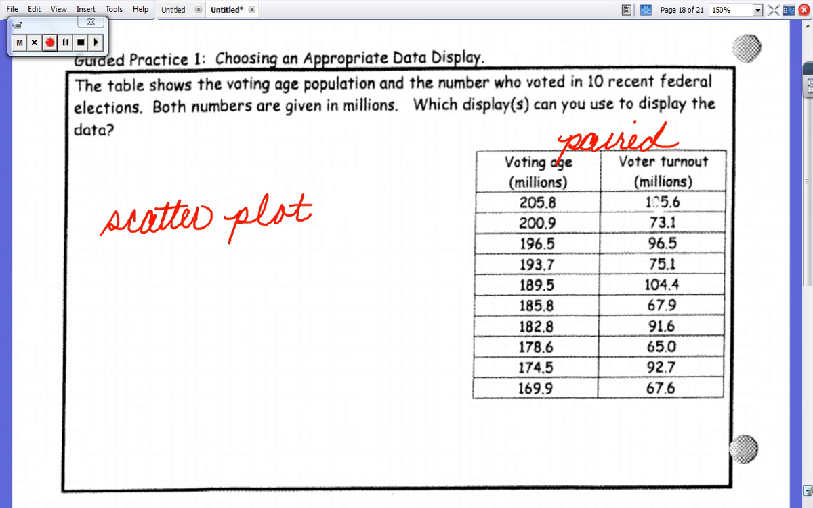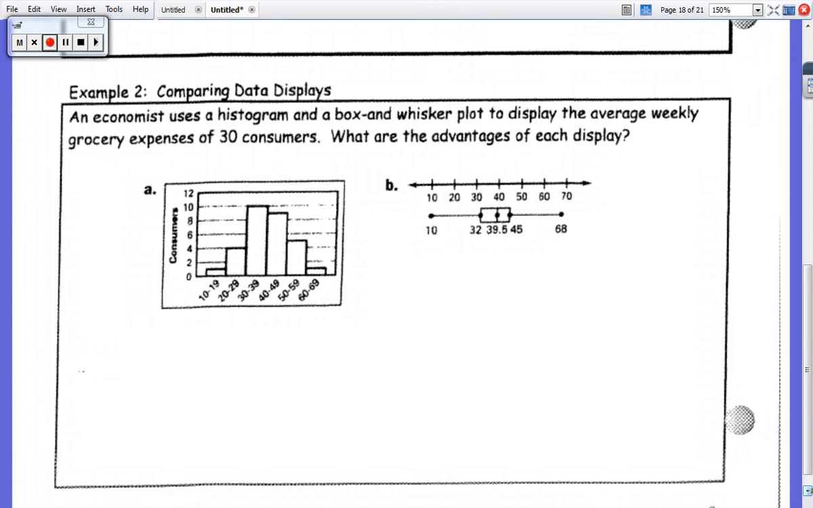Okay, let's go to the next example. Comparing data displays. An economist uses a histogram and a box and whisker plot to display the average weekly grocery expenses of 30 consumers. What are the advantages of each display? Well, when you have a histogram, you have an immediate visual to display the information. You can compare it right away by looking at it.